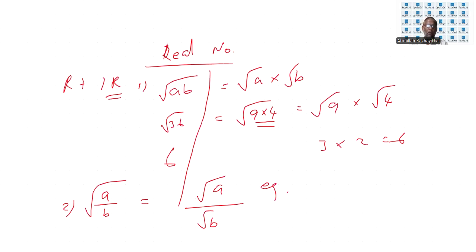Square root of A divided by square root of B. Suppose I want square root of 100 divided by 25. Listen, what are they telling, what is the law? Square root of 100 divided by square root of 25.